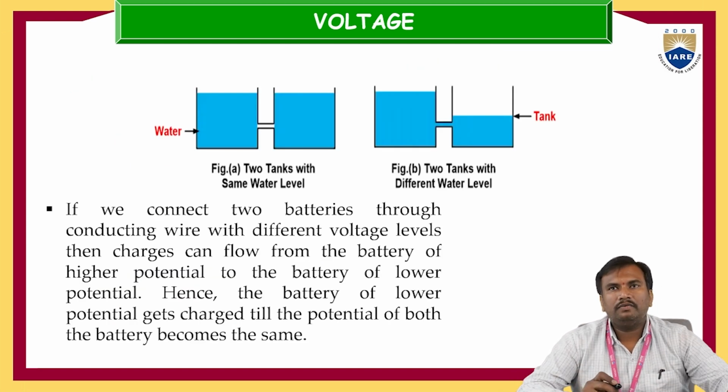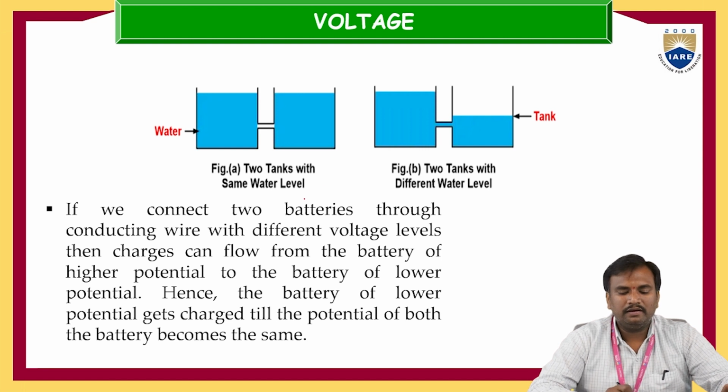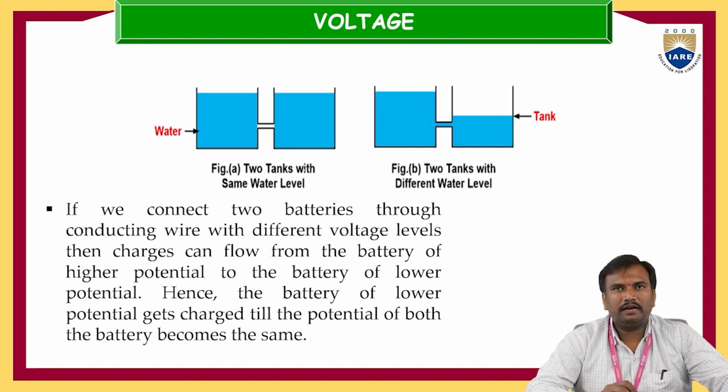Here, how the voltage is represented with water tanks. When two water tanks have the same water level, there won't be any flow from one water tank to another water tank.